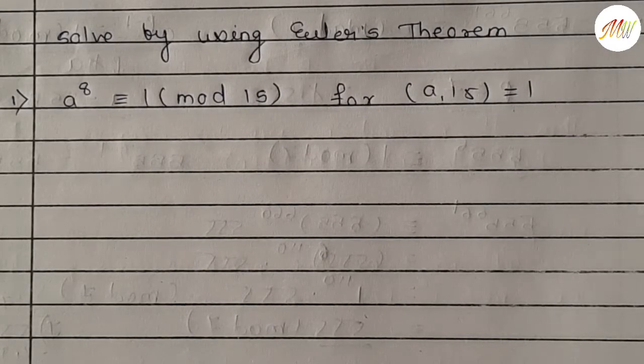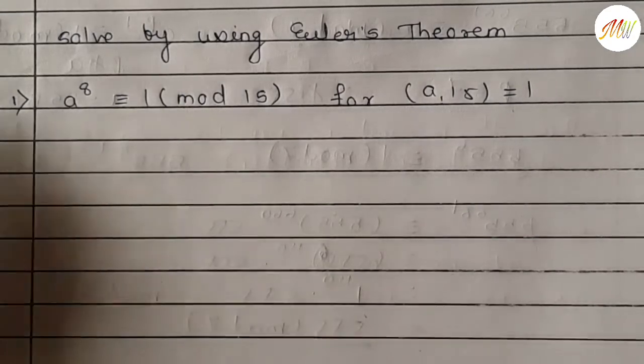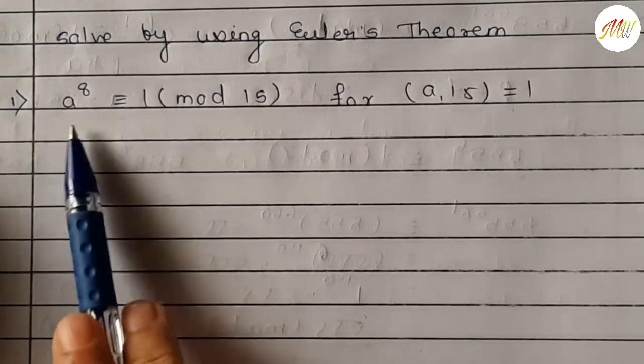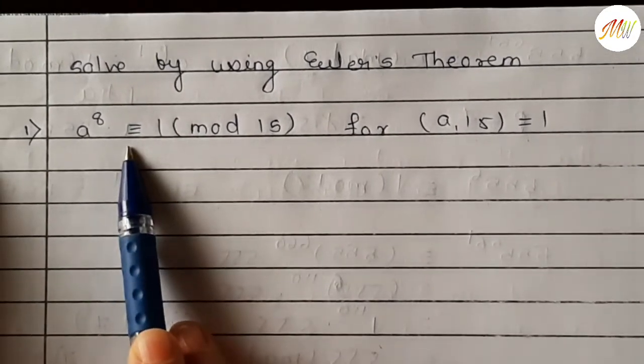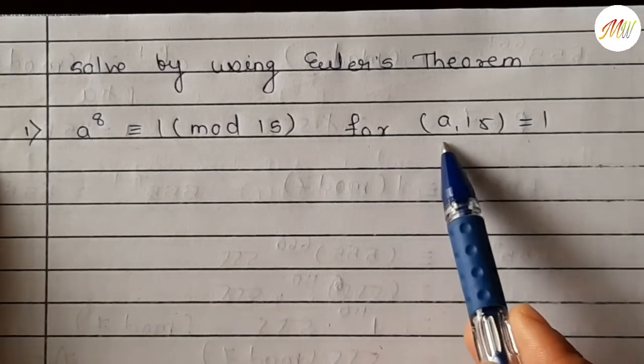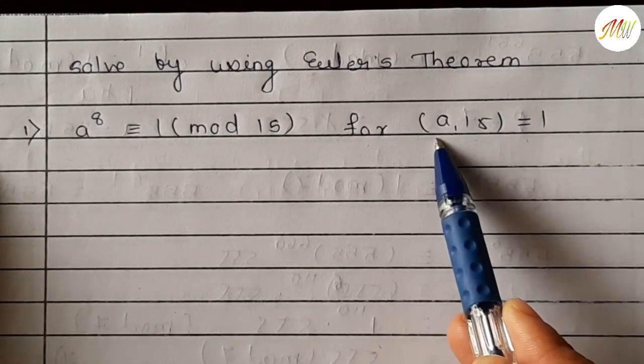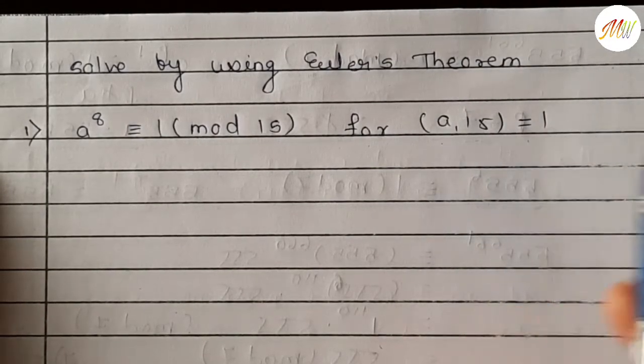In the last video, we have seen Fermat's theorem and examples of that. In today's video, we will see Euler's theorem examples. So here I have two examples for Euler's theorem. First is a raised to 8 is congruent to 1 mod 15 for gcd of a and 15 equal to 1. Means GCD of a and 15 is equal to 1.